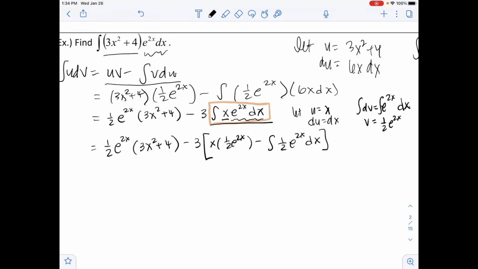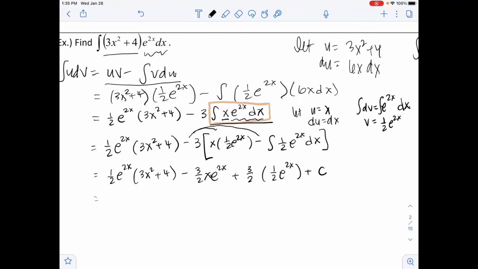From here, we're going to distribute the negative 3 to both of these terms, and then we're also going to integrate. So we have 1/2 e^(2x) times (3x^2 + 4) minus 3/2 x e^(2x) plus 3/2, and then integrating e^(2x), that's going to become 1/2 e^(2x). And I'm going to go ahead and put my plus c since I'm done integrating. From here, I can simplify.